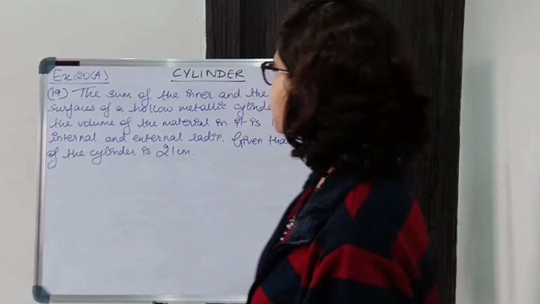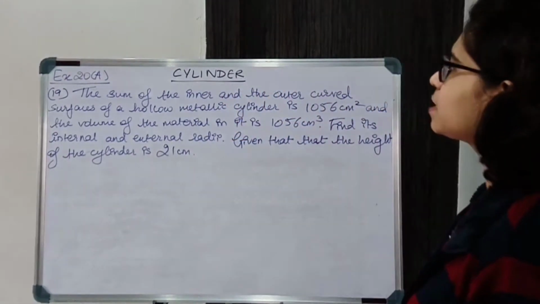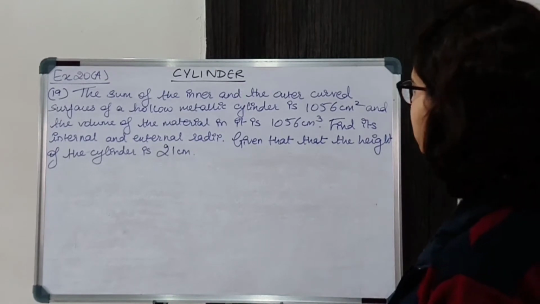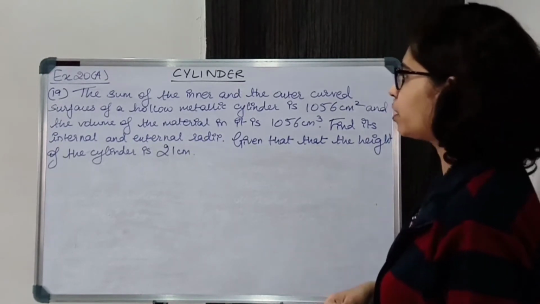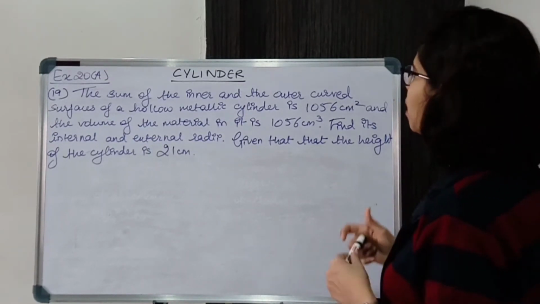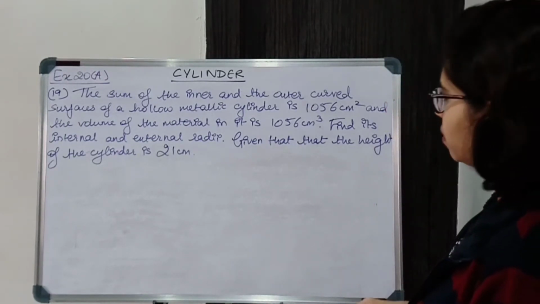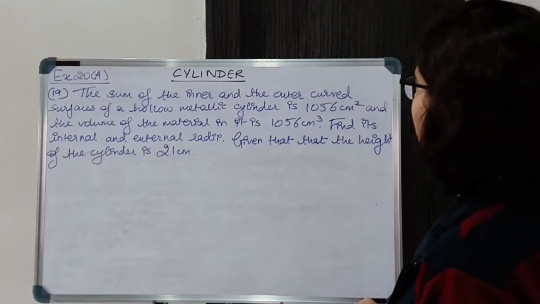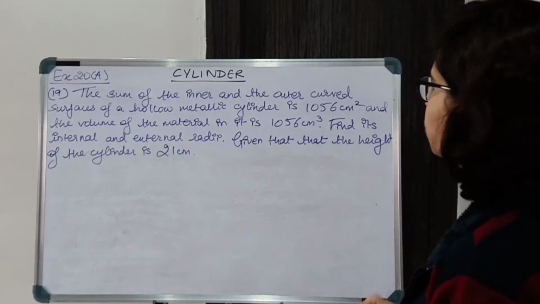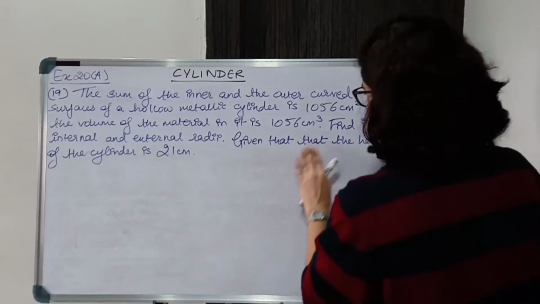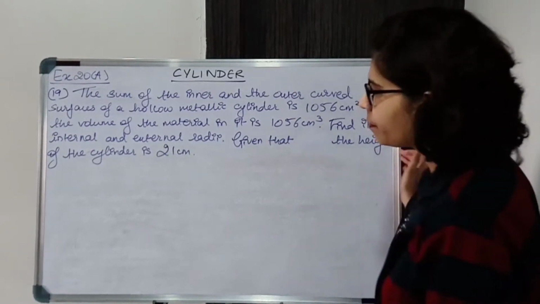Question number 19. The sum of the inner and the outer curved surfaces of a hollow metallic cylinder is 1056 centimeter square and the volume of the material in it is 1056 centimeter cube. Find its internal and external radii given that the height of the cylinder is 21 centimeter. I've written that twice. Okay.